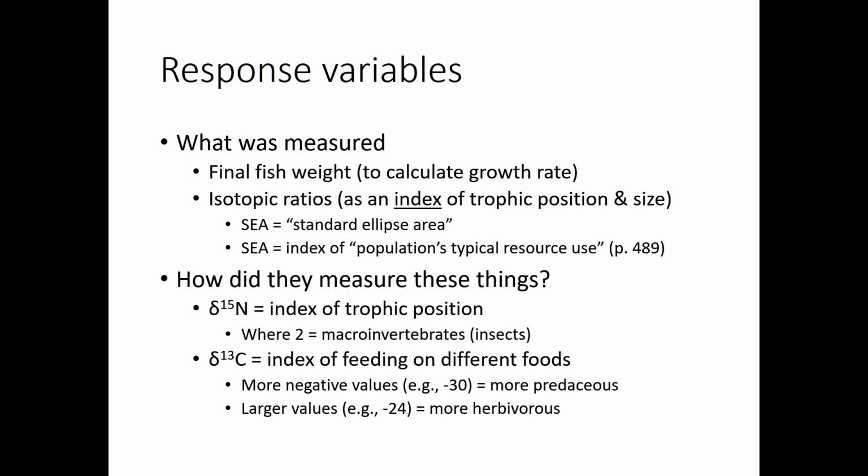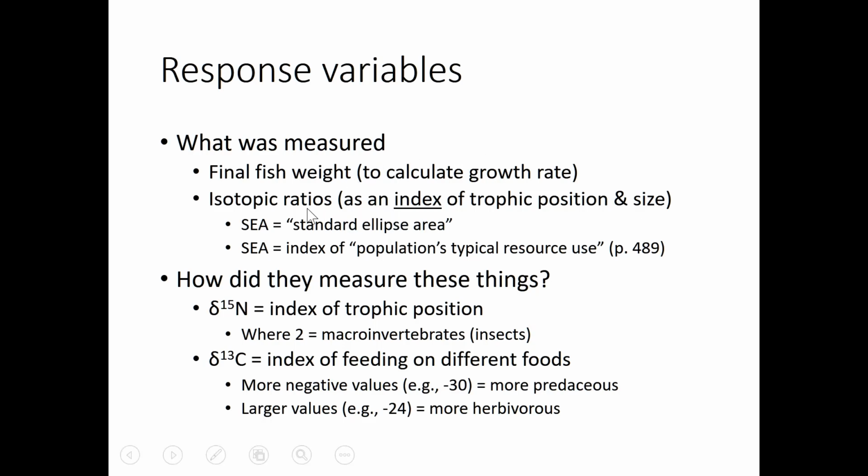According to something that they've kind of hidden in the results, more negative values, say like -30, means that a species is more predaceous. Larger values, in other words, less negative, like -24, tend to be more herbivorous. We may or may not get into those details too much later on. I don't know that it's super important, plus they're also not super clear on it. But that is just useful as a reference.